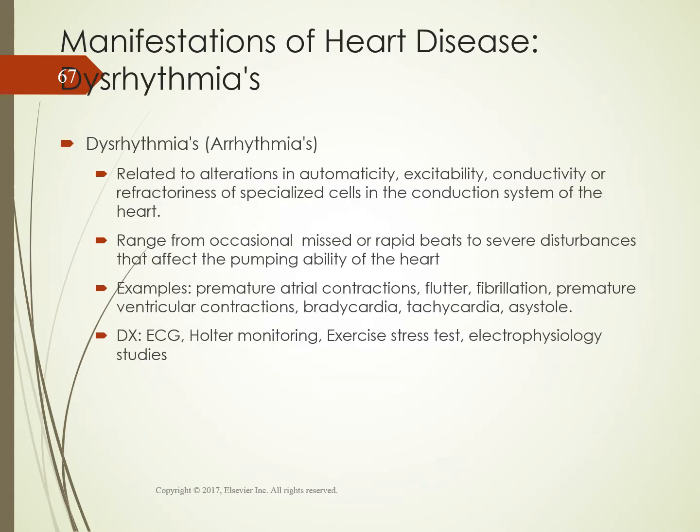Dysrhythmias or arrhythmias are related to alterations in autonomic excitability, conductivity, refractoriness, or specialized cells in the conduction system of the heart. They range from occasional missed or rapid beats to severe disturbances that affect the pumping ability of the heart. Examples: premature atrial contractions, flutter, fibrillation, premature ventricular contractions, bradycardia, tachycardia, asystole.